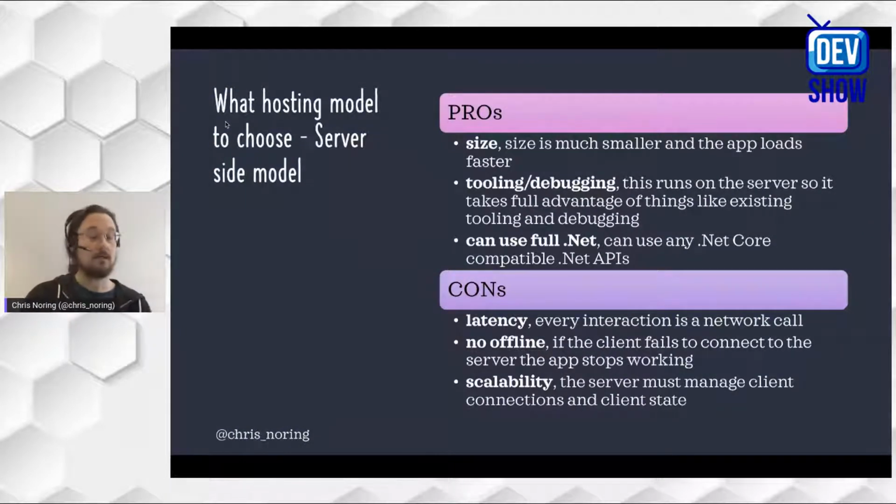Now, looking at the other hosting option, the server side, on the pro side of things, the size is much, much smaller, because the Blazor application is not a standalone thing anymore. Because it's part of an ASP.NET Core app, most of the things in there are already part of the application. So your Blazor is just a small subset, which means that the Blazor app itself is vastly smaller.